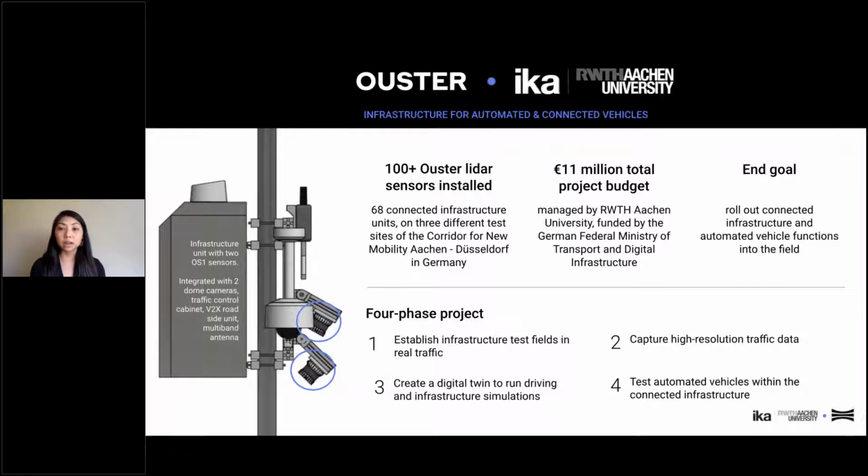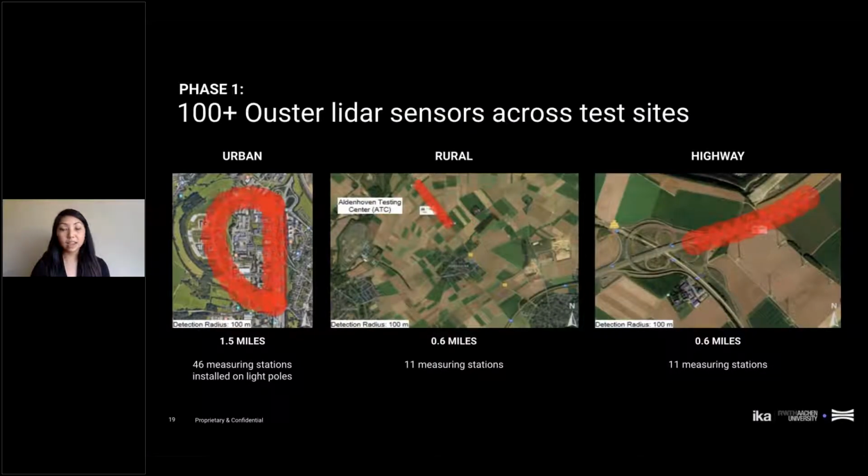And with these learnings, the end goal is to deploy a lot of these connected infrastructure and automated vehicle functions in the field. And so as part of this 11 million euro project, over 100 Ouster sensors will be integrated across 60 connected infrastructure units, as shown on the left in this diagram. And in the first phase of this project, Ouster LiDAR sensors and the cameras are going to be recording data of vehicles and pedestrians across 3 test sites, covering urban, rural, and highway environments.